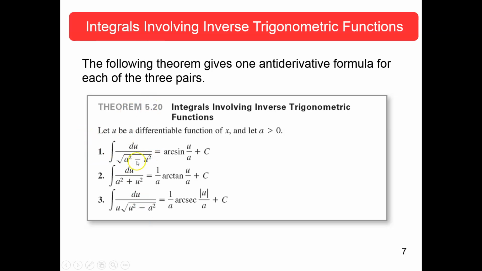This is the Pythagorean identity, basically sine squared plus cosine squared is equal to 1, so 1 minus sine squared is equal to cosine squared. 1 plus tangent squared is equal to secant squared, and secant squared minus 1 is tangent squared. If you remember those, that will help you know which way to go.